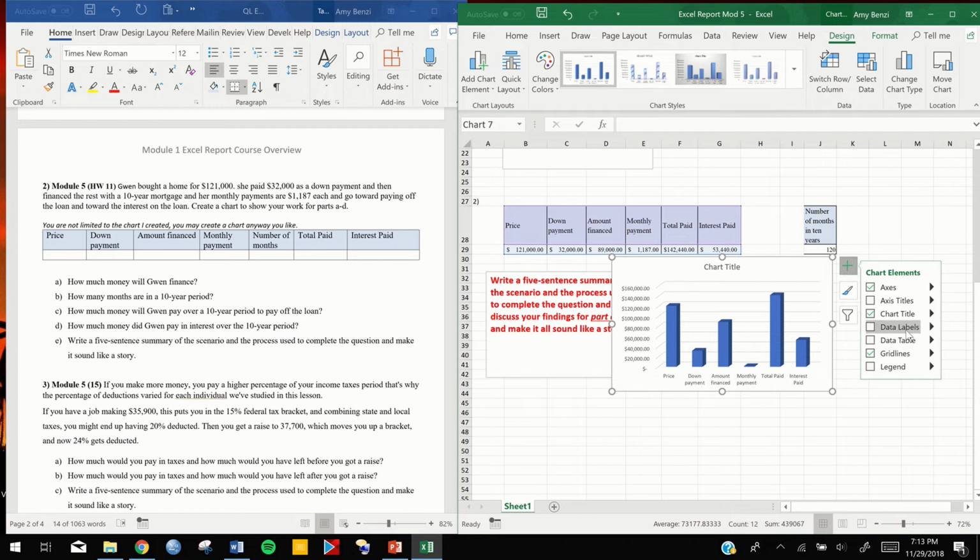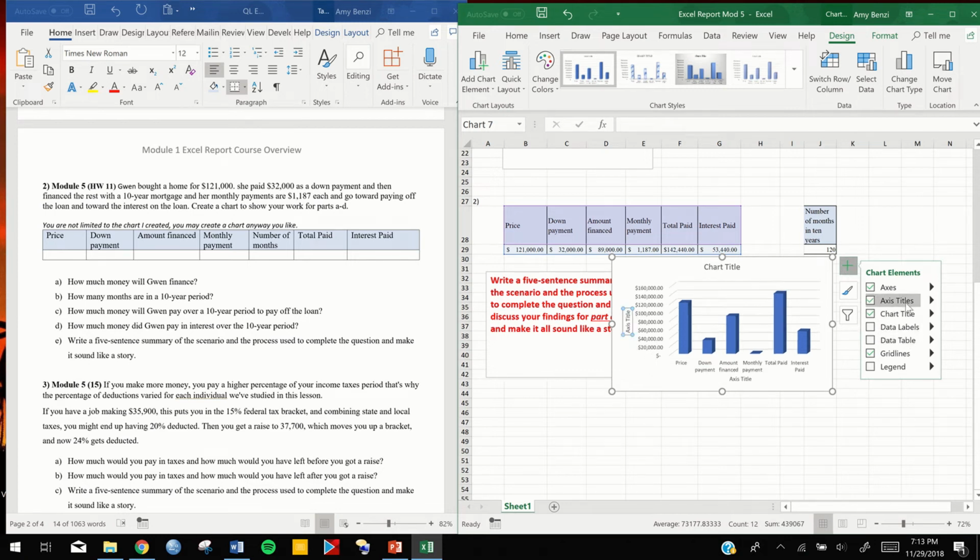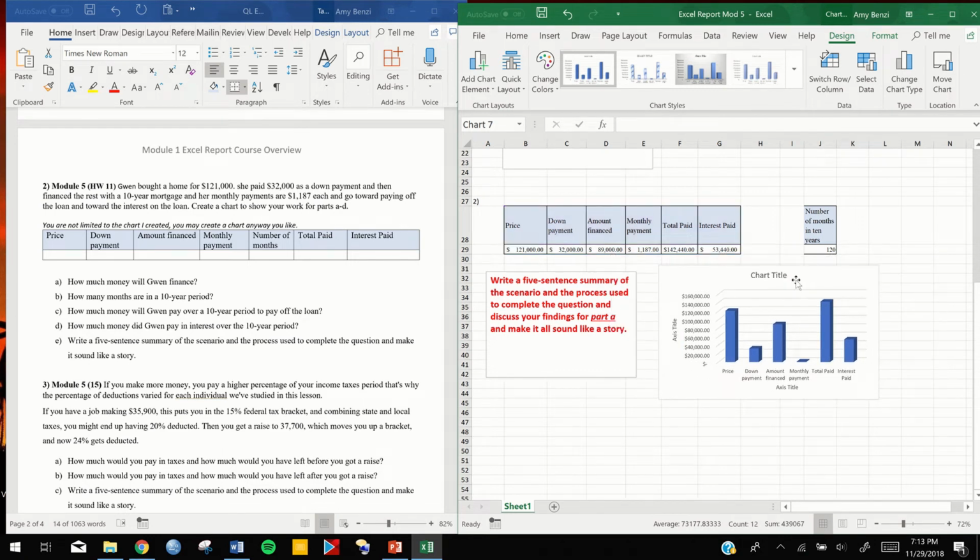Make sure that you add your axes titles. Name each axis accordingly. Write me a nice story. Not me, but write it for yourself. I hate that I said that.